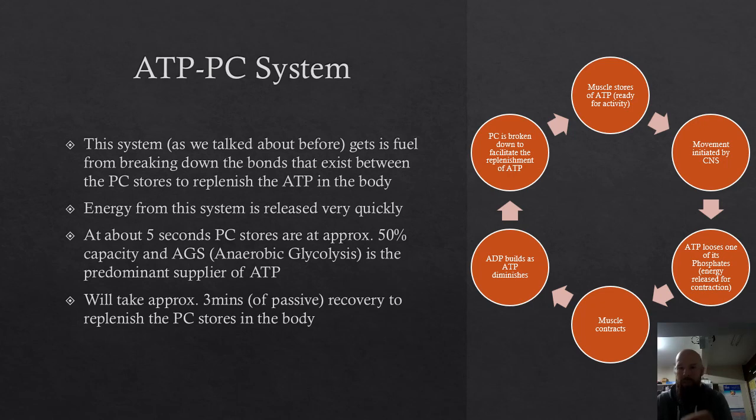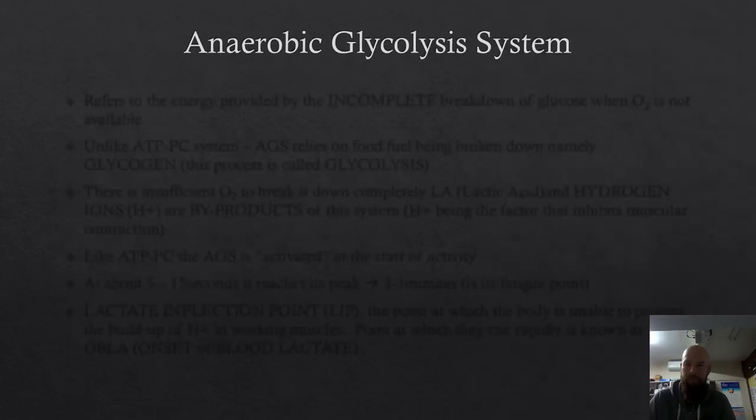You can see at the top here at 12 o'clock, your muscle stores of ATP are ready. You've got a movement that's initiated. The ATP loses one of its phosphates. You get your muscle contracting. You've got the ADP building as ATP diminishes. And then finally your PC stores are broken down to replenish that ATP. And then it goes again in that circle.